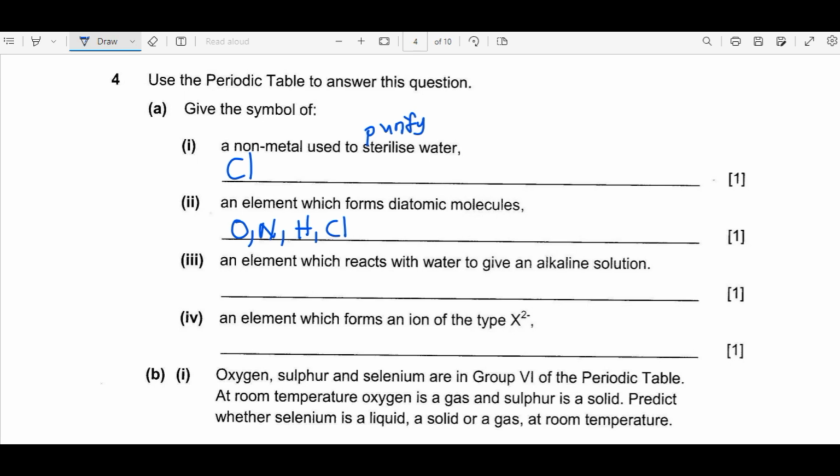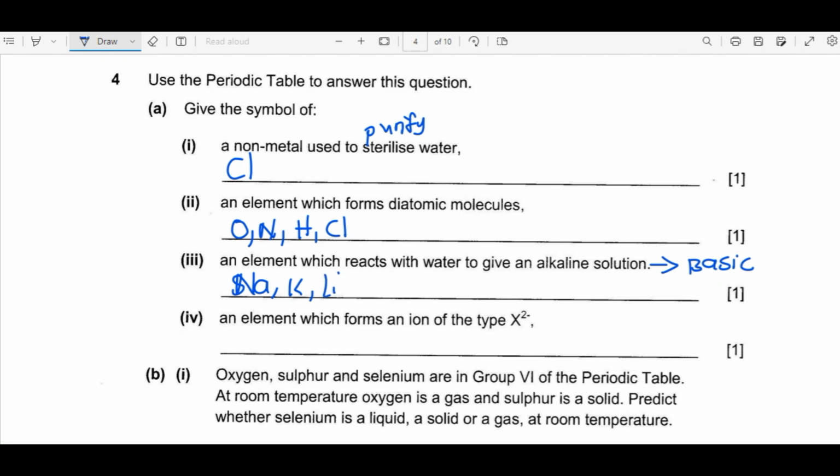Roman number 3, an element which reacts with water to give an alkaline solution. An alkaline solution is just a basic solution. Elements that behave in such a manner are group 1 elements. So we have sodium, which is Na, it can be potassium, any from group 1, or lithium.